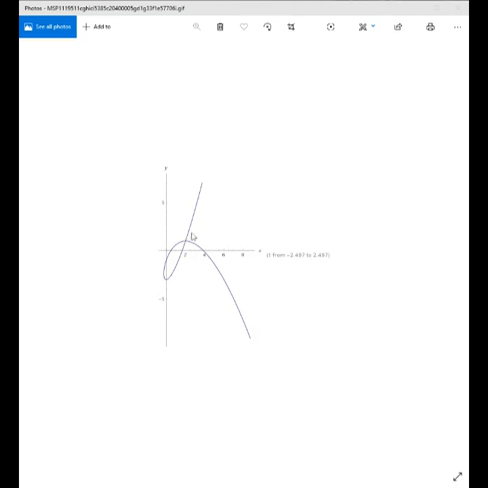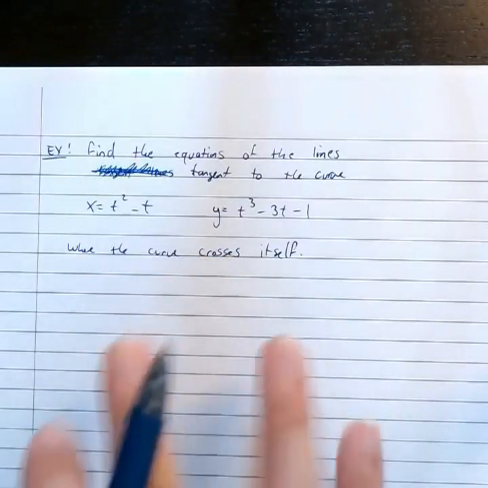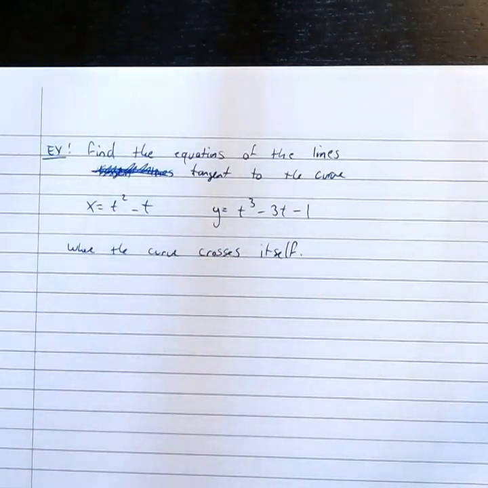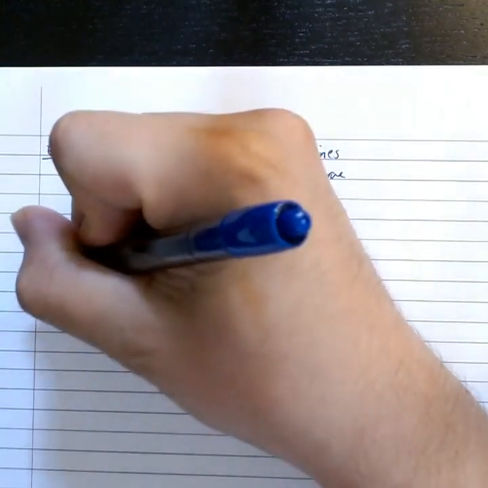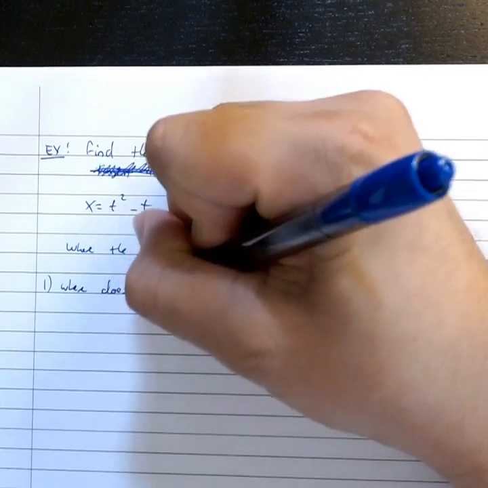Plus, you may not always have the graph. Creating a graph can sometimes be time-consuming. So here, let's take a look at a way of finding where it crosses without having to actually go through and form a complete graph. So the first part of this problem isn't calculus, it's just algebra. We want to find where this thing crosses itself. Okay, so part 1, where does the graph cross itself?